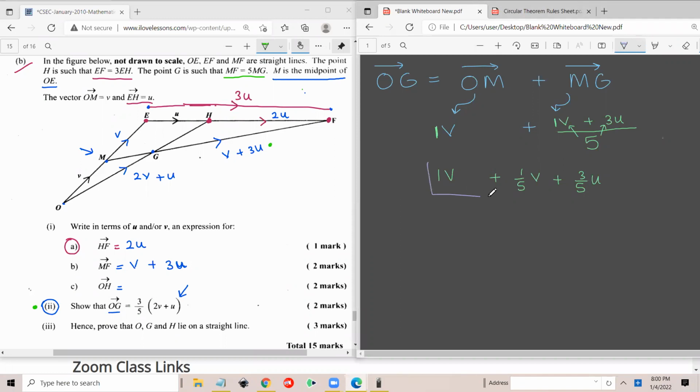So we add up all the V's, so we can add up these two V's. Now, if you have 1V and you add 1/5 V, that is just 1 and 1/5 V. Because if you have one cake and somebody gives you 1/5 of a cake, that is one cake and 1/5. And well, the U has no friends here.